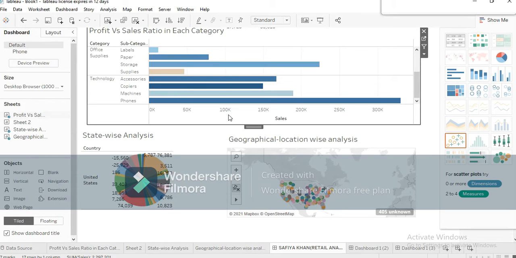The first analysis is based on profit versus sales ratio. It consists of 3 categories, which are furniture, office supplies, and technology, which are further divided into subcategories. Here the dark blue line depicts a high profit to sales ratio, and the dark orange line depicts a low profit to sales ratio.